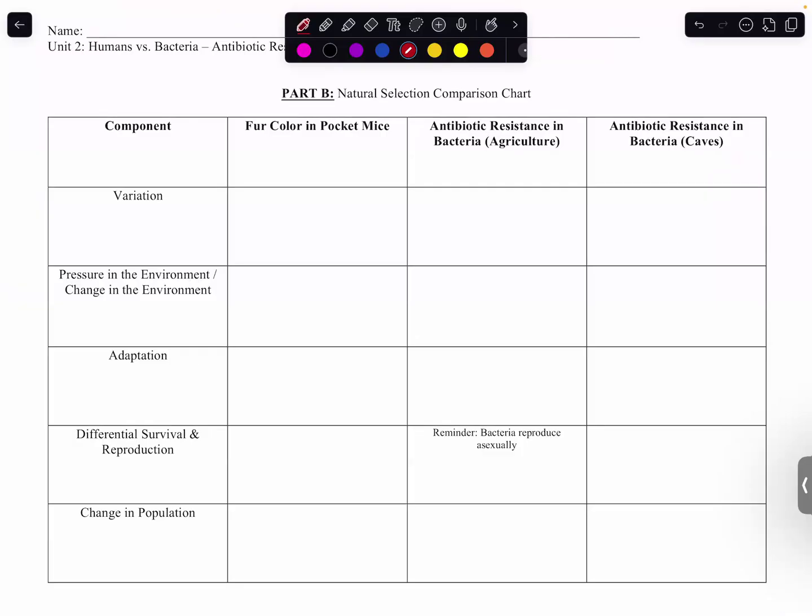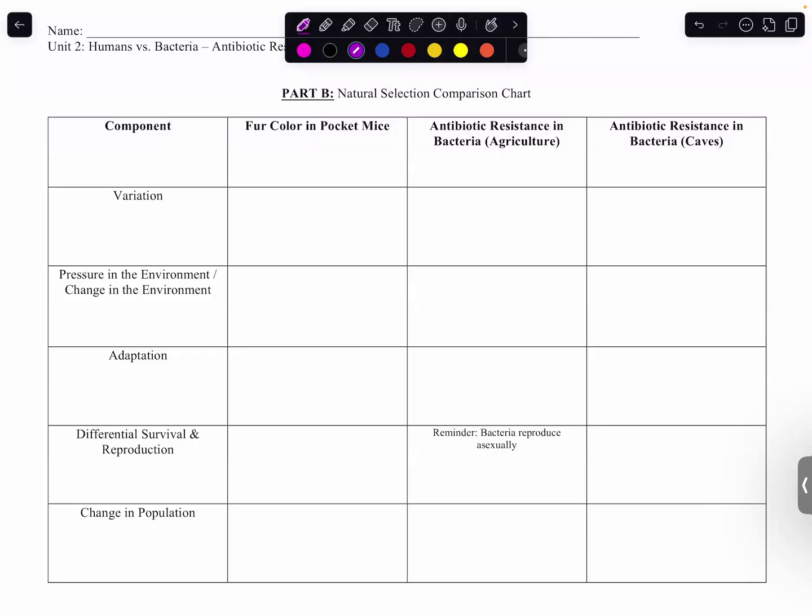So part B, natural selection comparison chart. So far we have seen natural selection in the rock pocket mice in terms of fur color, antibiotic resistance in bacteria in that agricultural video on farms. And now we just read a text about antibiotic resistance in bacteria in these caves. All right. So back to the rock pocket mice, which was where we initially started our natural selection journey, right?